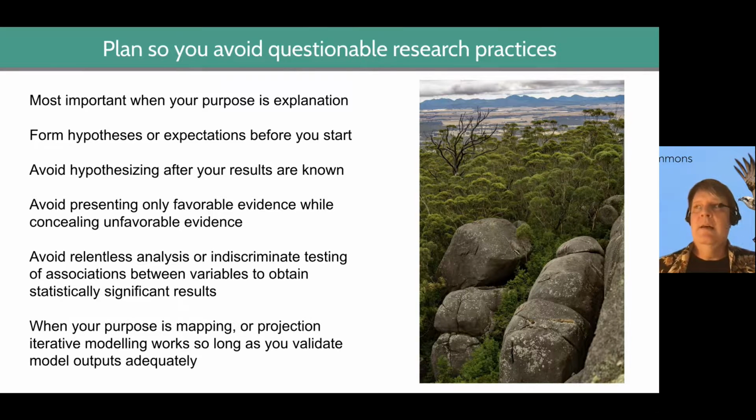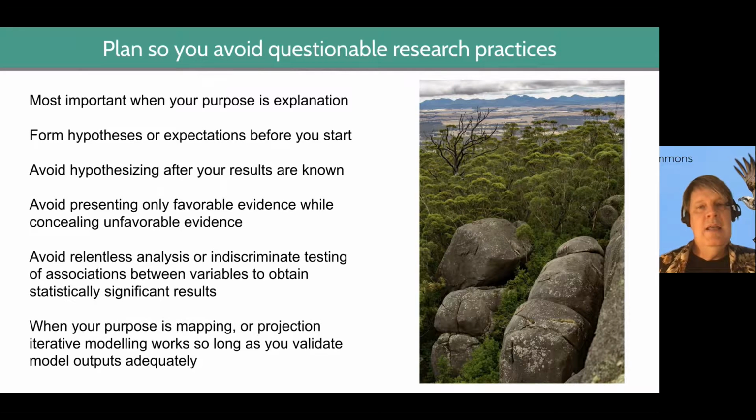Because you can just relentlessly run a model over and over again, tweaking little things until you get a p-value that's somehow magical. And if you run 20 models, you're going to find a significant p-value for most problems, right? So it's not the way to go about research. You also want to avoid presenting only those favorable bits of evidence while concealing evidence that maybe doesn't support your hypothesis. So you want to be transparent. Sharing your code is one way to do that.